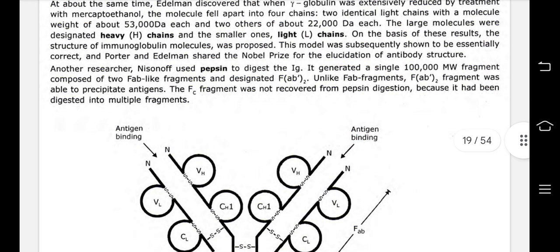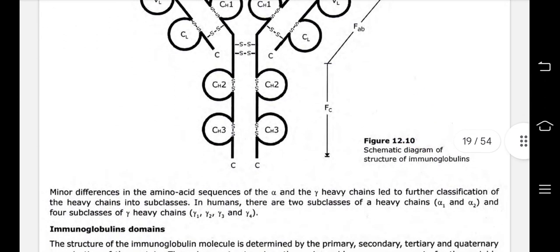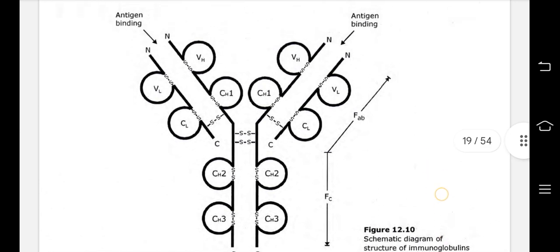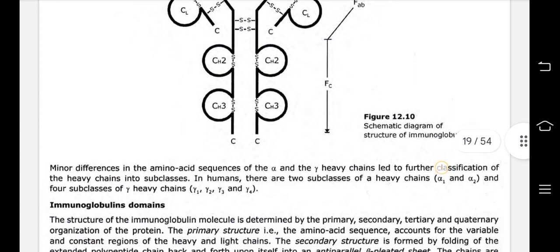Another researcher, Nisonoff, used pepsin to digest the Ig. It generated a single 100,000 molecular weight fragment composed of 2 Fab-like fragments, designated F(ab')2 fragments, which, unlike Fab fragments, was able to precipitate antigens. The Fc fragment was not recovered from pepsin digestion because it had been digested into multiple fragments. Here we could see a picture: a schematic diagram of the structure of immunoglobulin, showing the antigen binding portions, Fab and Fc regions.